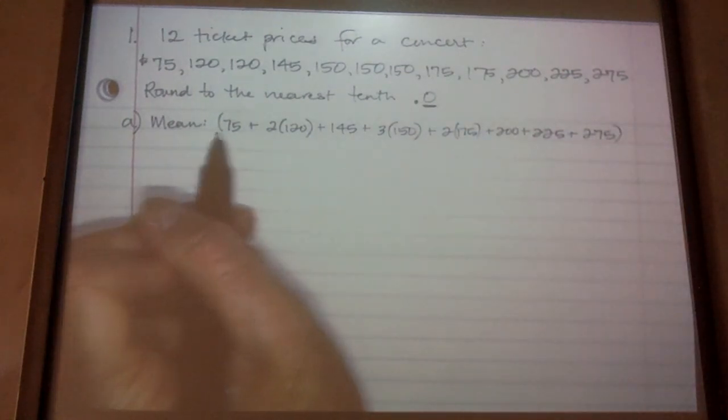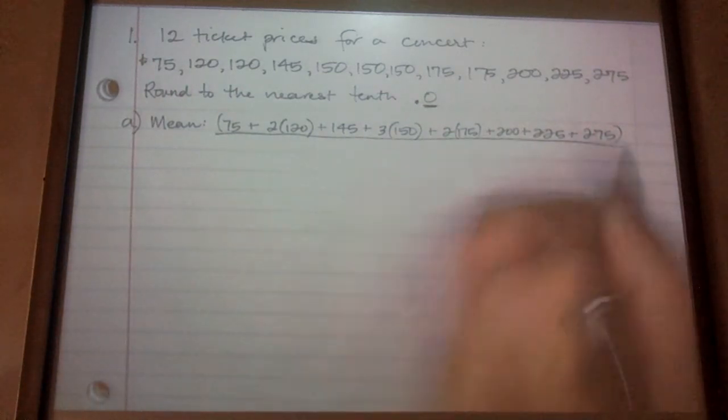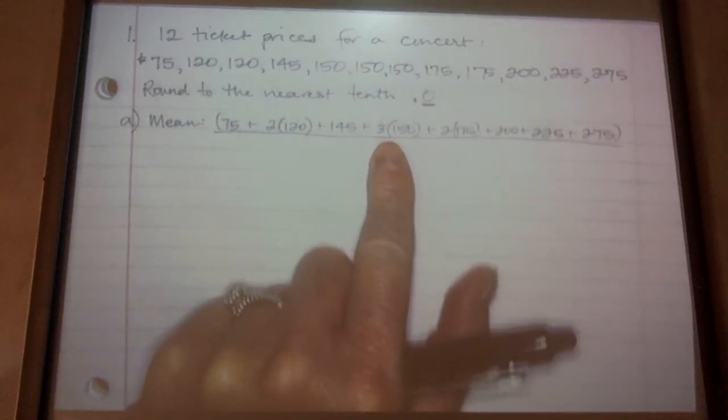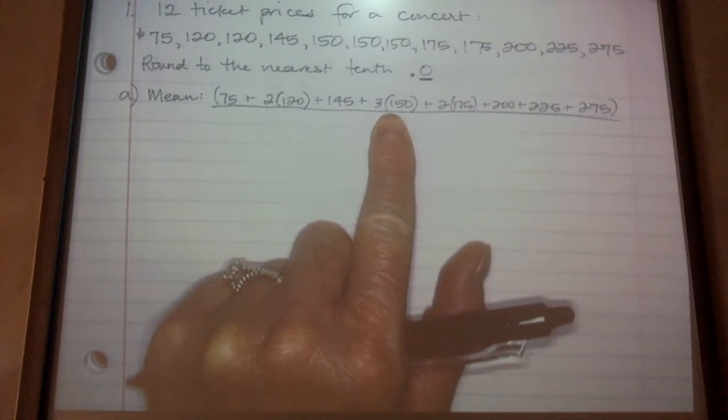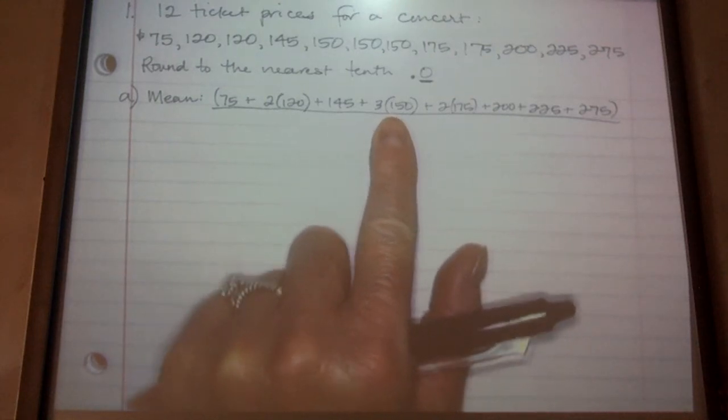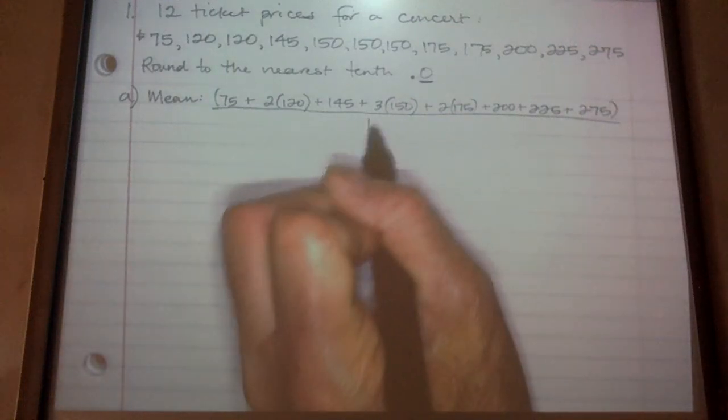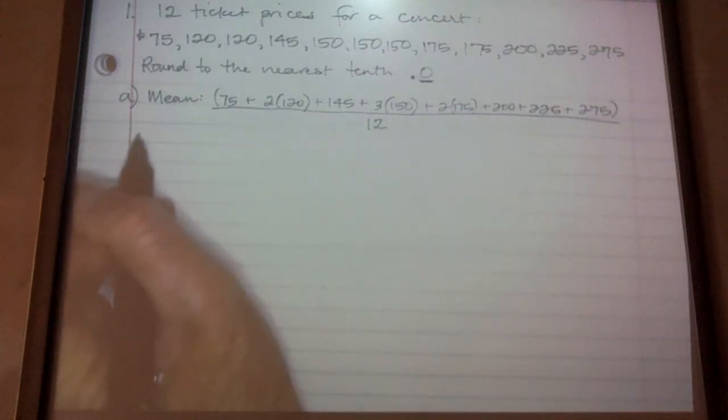Now you don't have to do the little shortcut. If you'd prefer to write 150 3 times, go for it, but that just saves me some time. And I know that there are 12. So I'm going to go ahead and enter it.